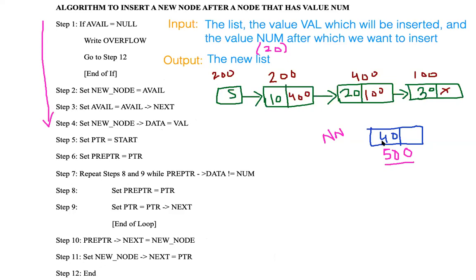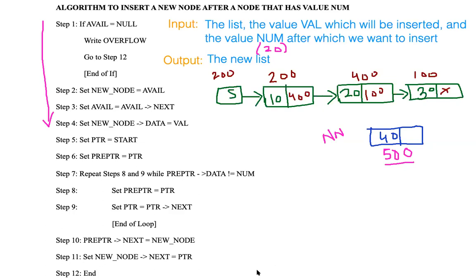Next, Avail will point to the next available memory space, and in the data part of the new node, we will be having the value copy. Now in this case, we are going to use 2 pointers. Why do we want to use 2 pointers? Once I explain through the whole algorithm, I will be coming back to it.